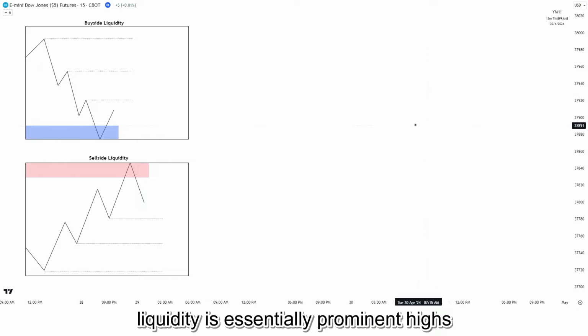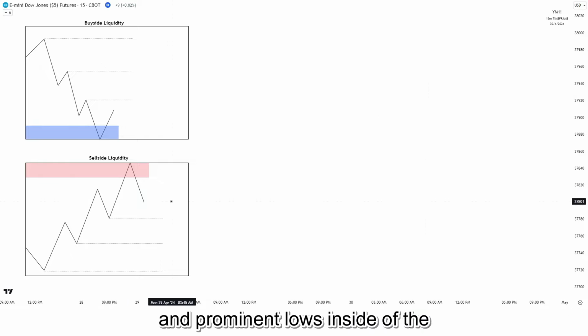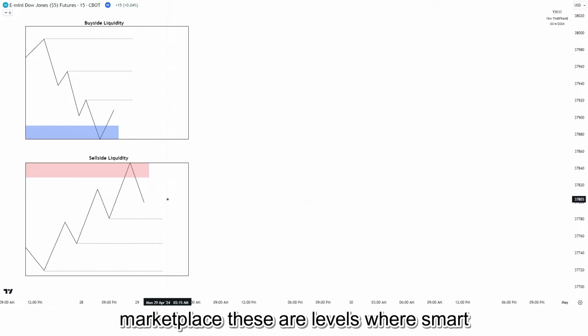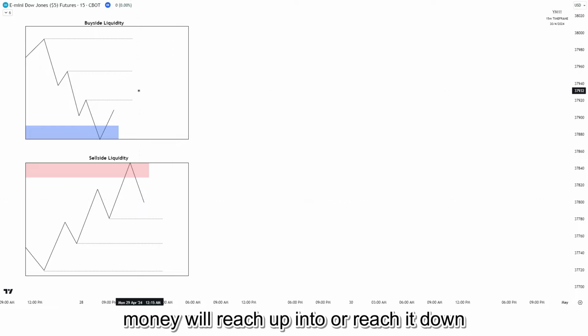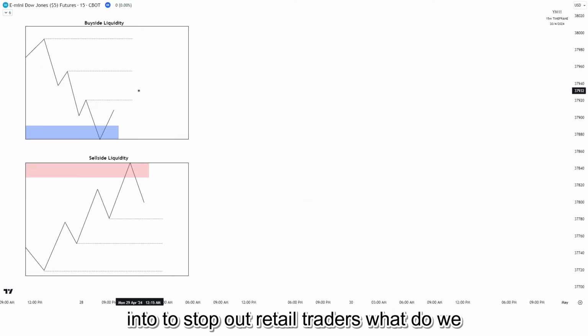Liquidity is essentially prominent highs and prominent lows inside of the marketplace. These are levels where smart money will reach up into or reach down into to stop out retail traders.